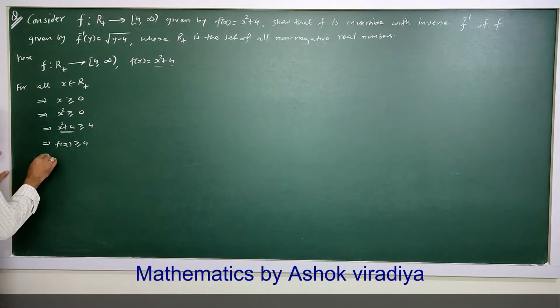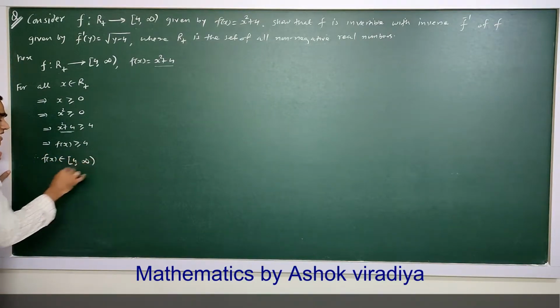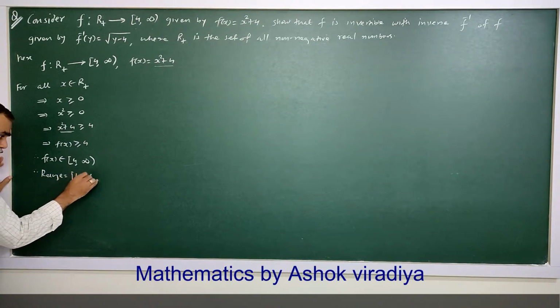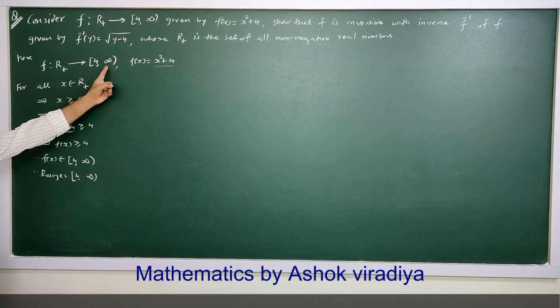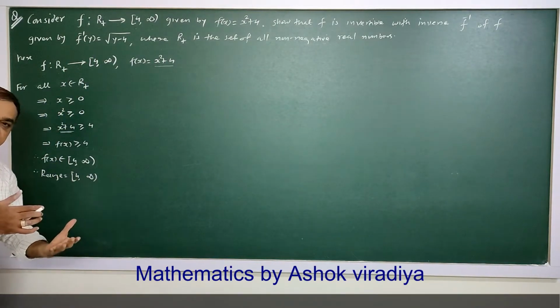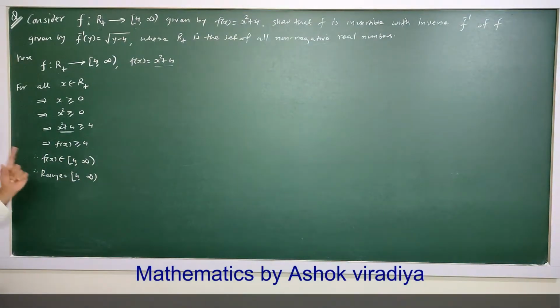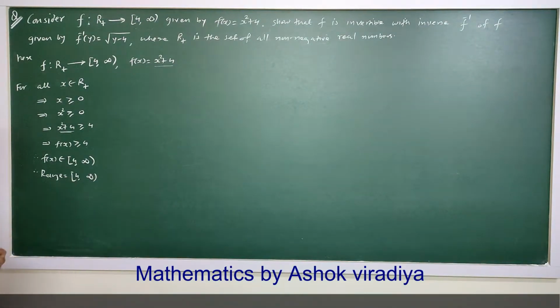Therefore f(x) belongs to [4, infinity). This is the set of images, and it is the range. So range is equal to [4, infinity), same as the codomain of f. So the same set we will take as the domain of g. So this set will be the domain of g.